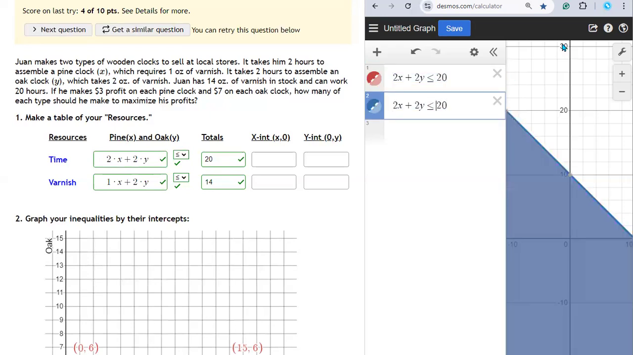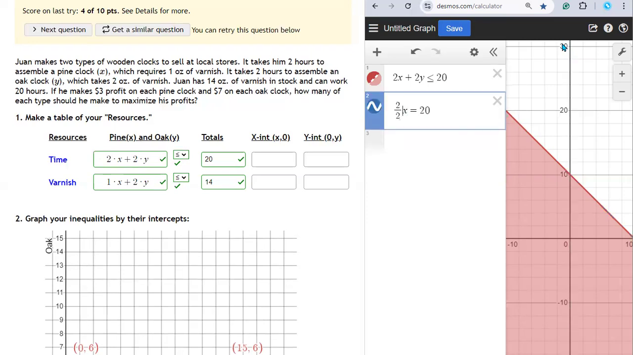and replace this with equals. I need to get the x-intercept, so I'm going to multiply this times 0. I need y equals 0 to find out what x is when y equals 0. So 2 times 0 is 0, and 0 plus 2x is 2x. Now we just divide both sides by 2.